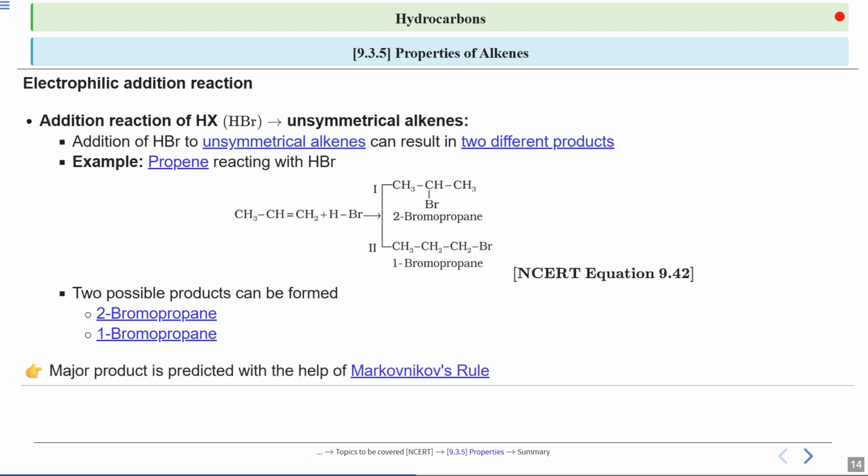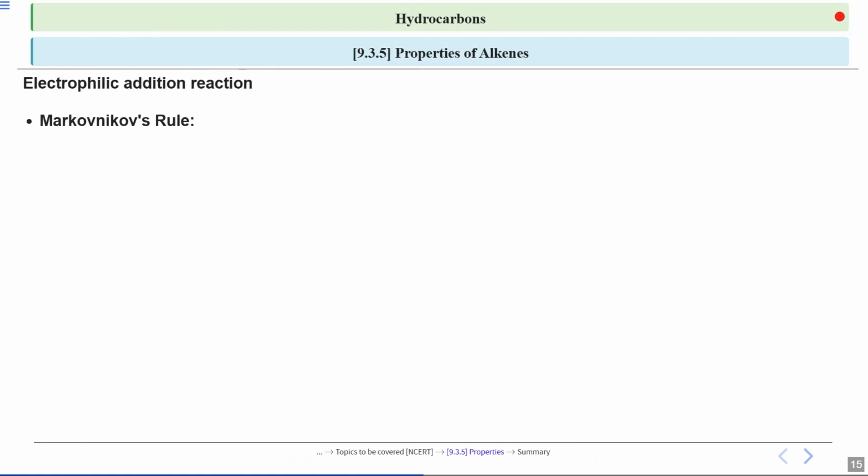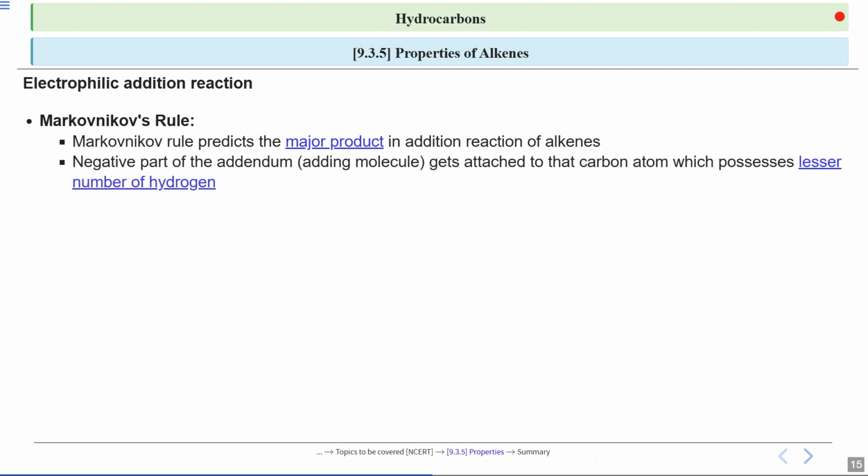How do you decide it? So the major product is predicted with the help of Markovnikov's rule, which we will see in the next slide. So let us study this Markovnikov's rule. Markovnikov's rule predicts the major product in addition to alkenes. Which alkenes? Specifically unsymmetrical alkenes, where more than one product is possible for the same reaction. According to Markovnikov's rule, the negative part of the molecule that is being added attaches to the carbon atom that already has fewer hydrogen atoms.